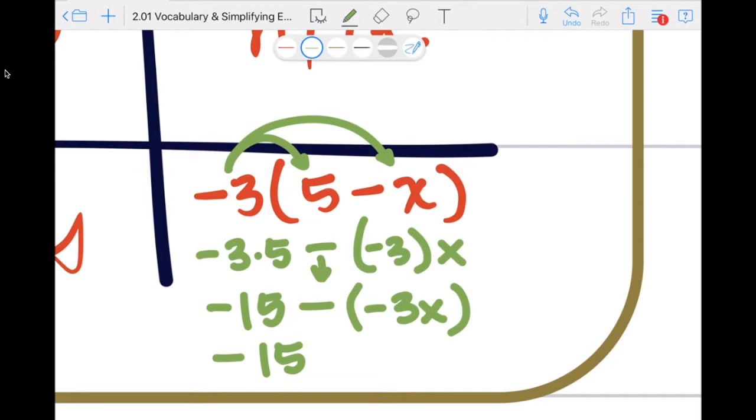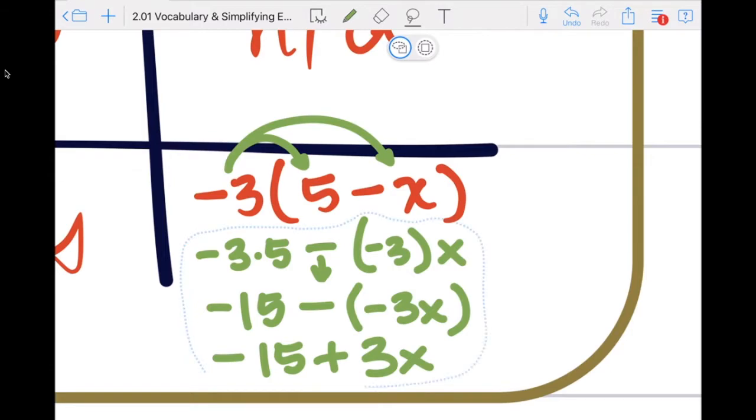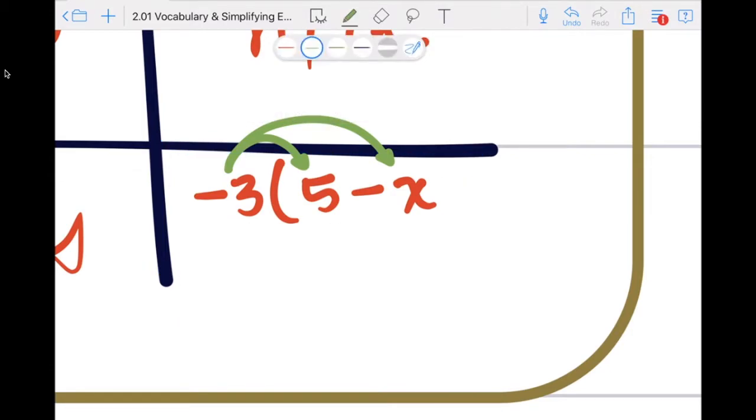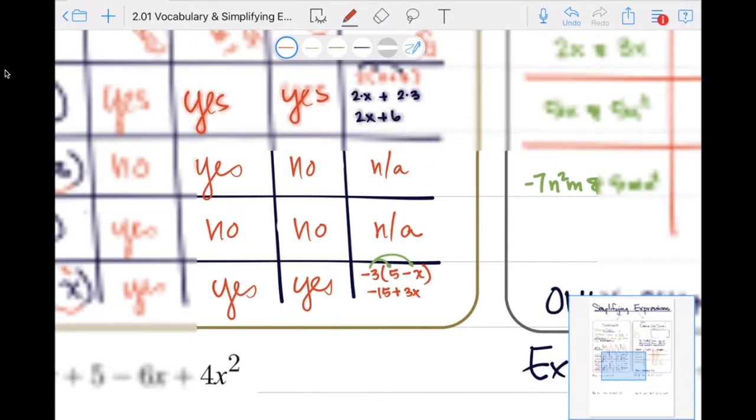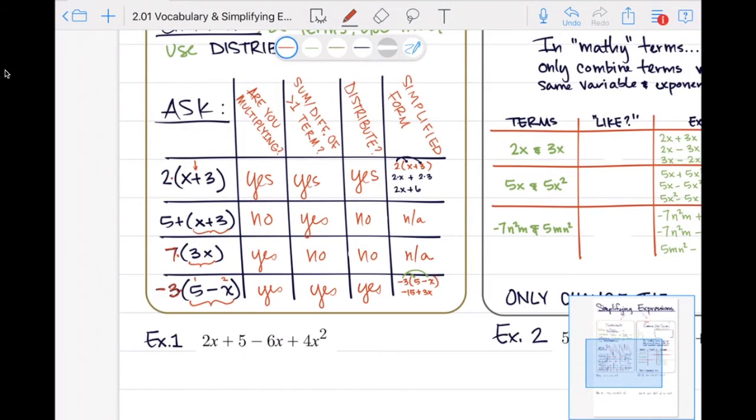So that ends up being -15 minus a negative, which is the same thing as a plus, so we get +3x. Now, here's the deal. I'm showing extensive work here, but you probably don't need to do that. So I always just think, okay, -3 times +5 is -15, and then I think -3 times negative x is +3x. So hopefully one of those two perspectives made sense to you.